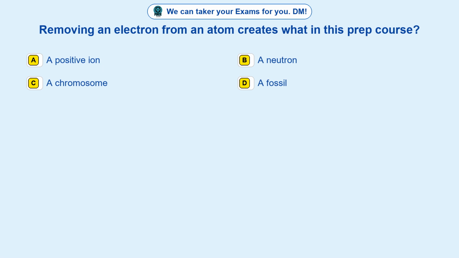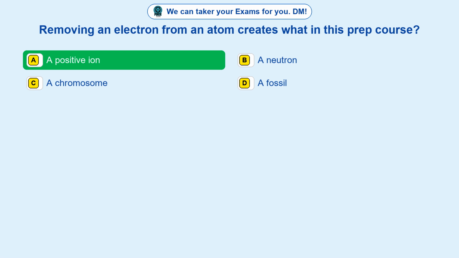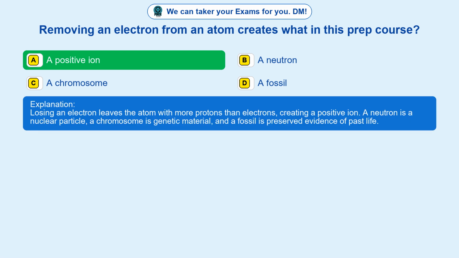Question 49. Removing an electron from an atom creates what in this prep course? Option A. A positive ion. Option B. A neutron. Option C. A chromosome. Option D. A fossil. The correct answer is option A. A positive ion. Losing an electron leaves the atom with more protons than electrons, creating a positive ion.